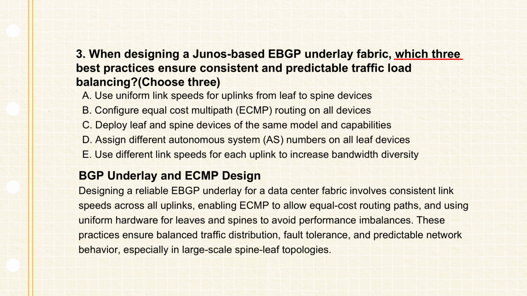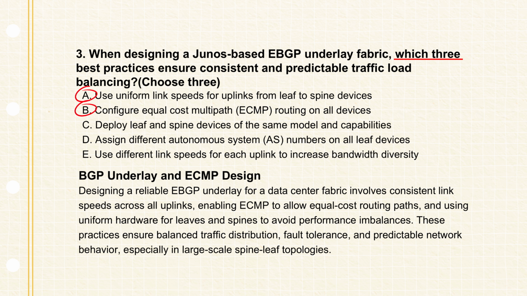First, use uniform link speeds. All your leaf-to-spine uplinks should ideally be the same speed. Avoids bottlenecks. Okay, no slow lanes. Pretty much. Second, configure ECMP, equal cost multipath, everywhere, on all the devices. This lets traffic spread out evenly across all the available paths. You maximize your bandwidth. Makes sense. Use all the pipes. Exactly.